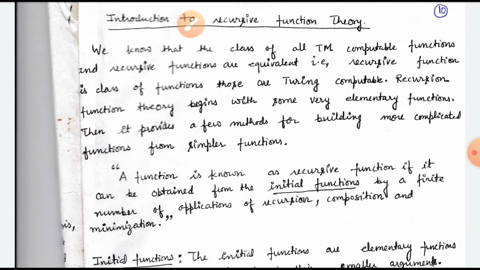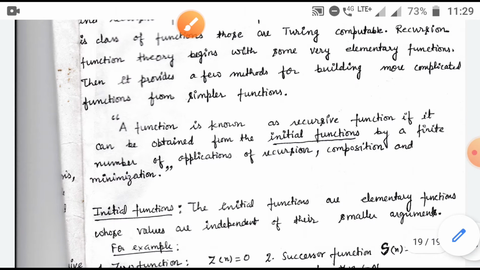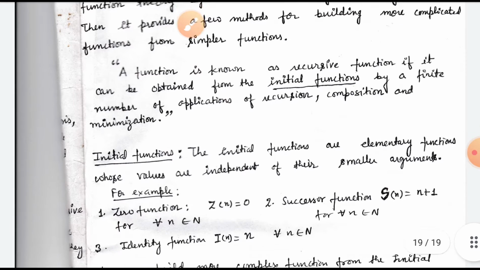A function is known as a recursive function if it can be obtained from the initial functions by a finite number of applications of recursion, composition and minimization. To get more complicated functions, we have to repeat recursively on simpler functions, so that by recursion, composition or minimization, we can get more complex functions. What are initial functions?